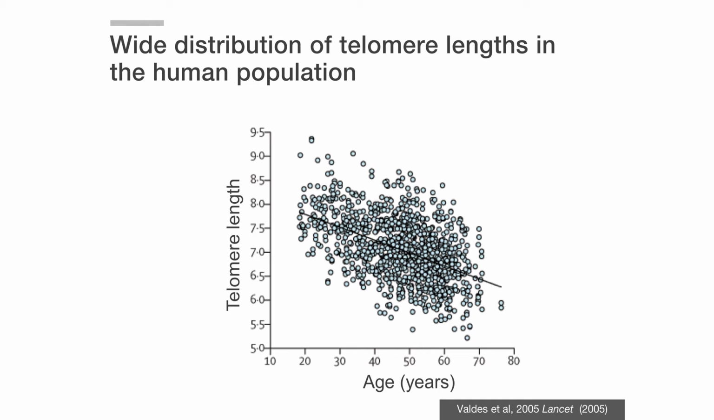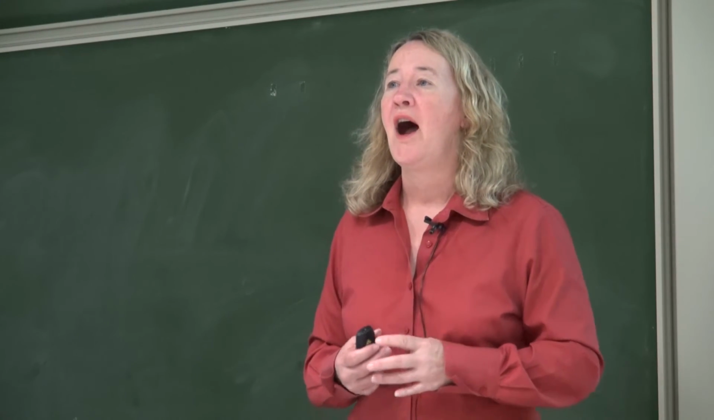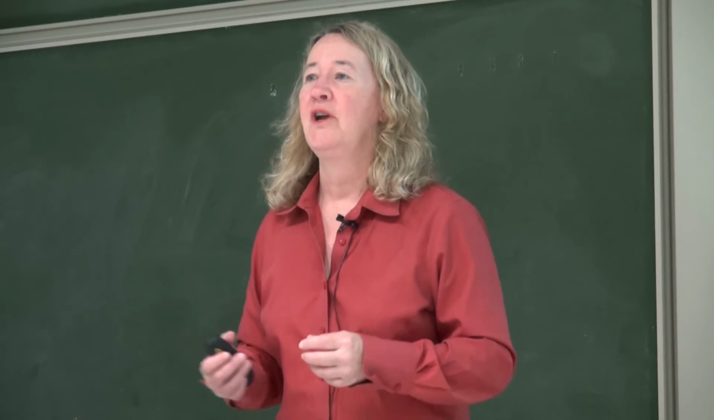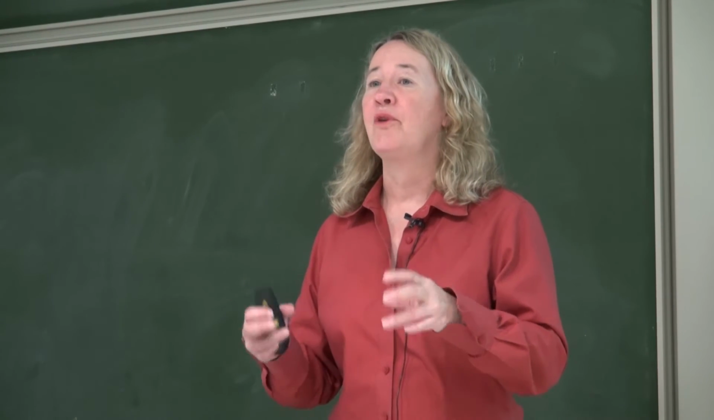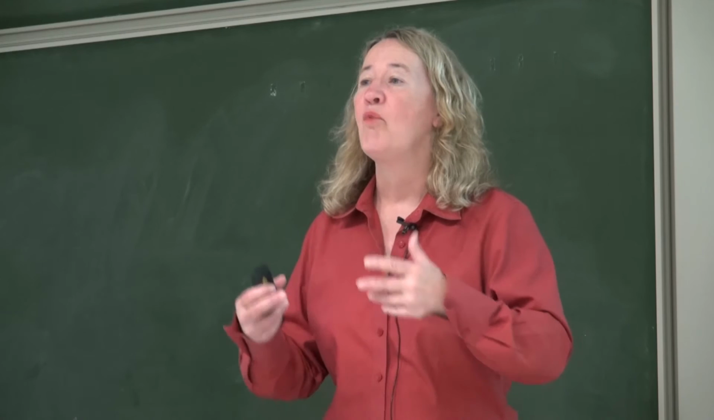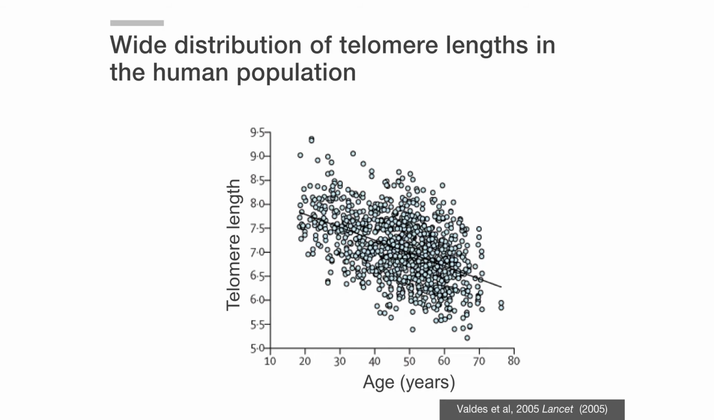So Peter Lansdorp in Vancouver was able to adapt his Q-fish assay that I showed you earlier and to apply it as a flow fish, where you hybridize the white blood cells and now you put them through a flow cytometer and determine what is the signal intensity of the telomere length in the normal population.